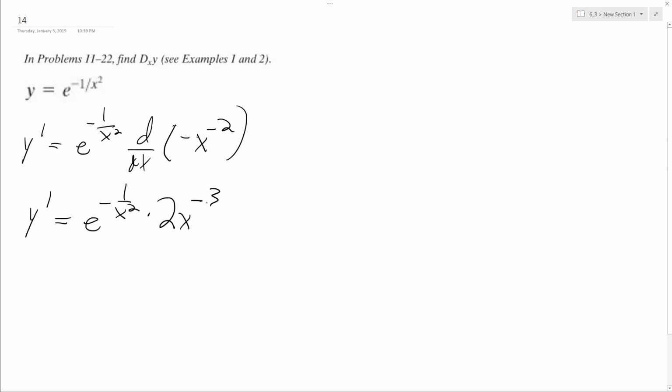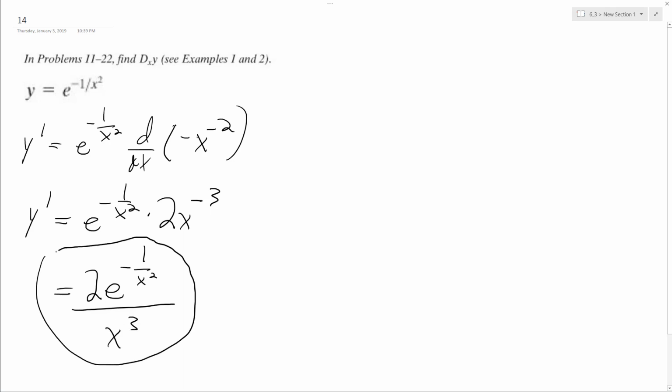Now, we can rewrite this with positive exponents. Well, I'll just write it like this: e raised to the negative 1 over x squared, over x cubed. We'll settle for that, even though I know the numerator still has that negative value.